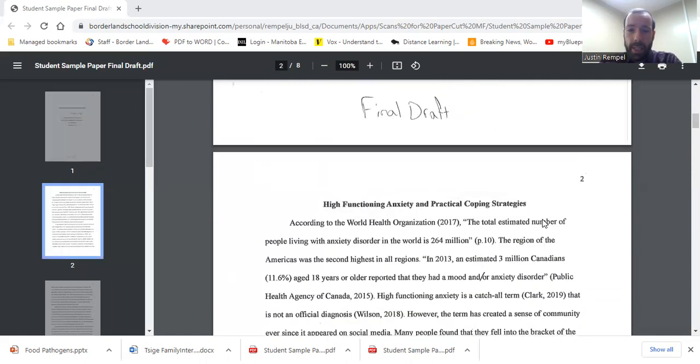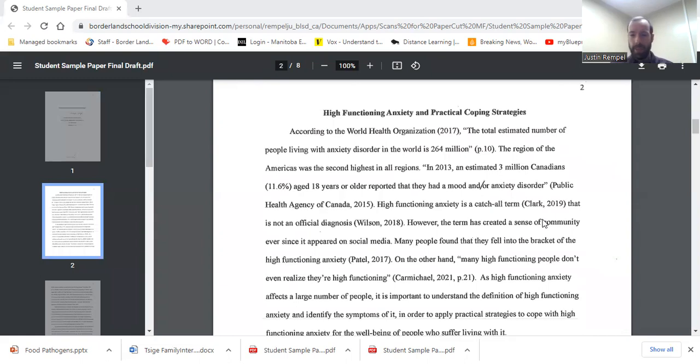Let's start looking at the actual body of the paper. So this is the written text. It's the final draft. It's very neat and organized. It's been through, I think this is the third draft. So a few rounds of editing, and it is very properly formatted. The sentences are well structured. The paragraphs are well organized. This is an excellent paper.